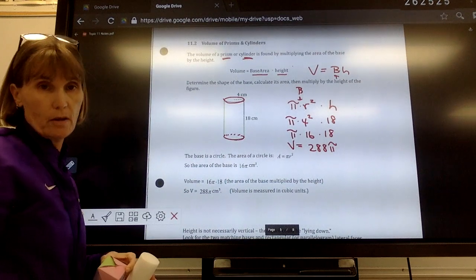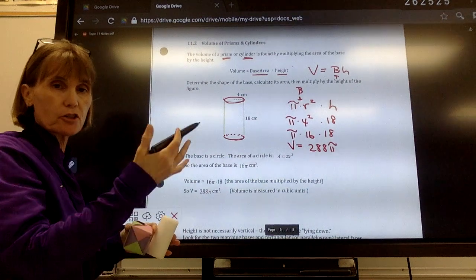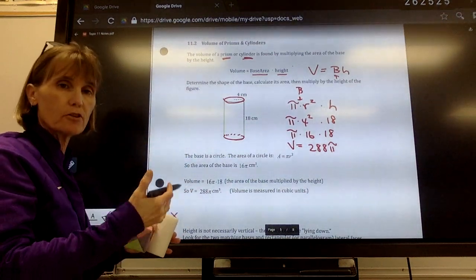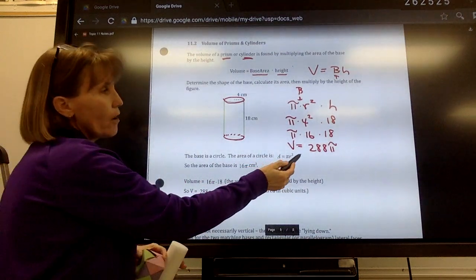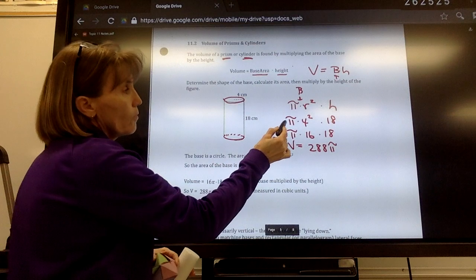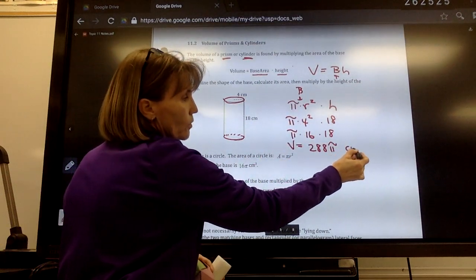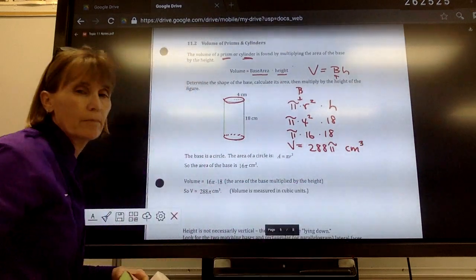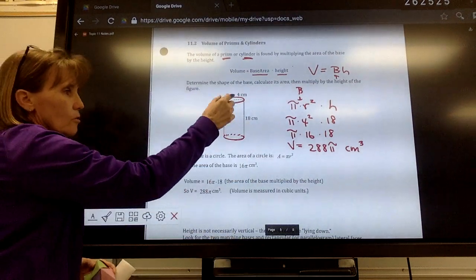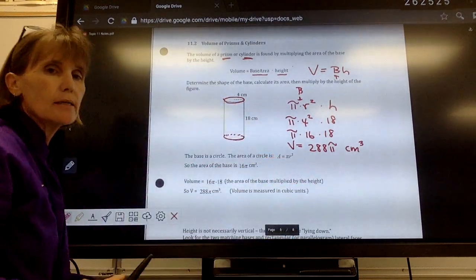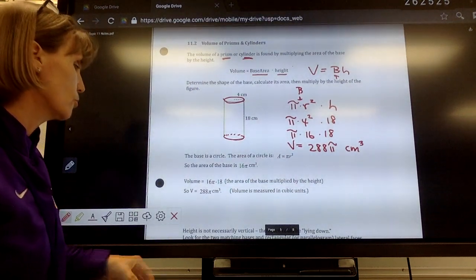Now, volume. When we did area, we said that area was a squared unit. When we found perimeter, that was just the unit. So if the units were centimeters, it was just centimeters for perimeter. But for area, it was centimeters squared. Well, when it comes to volume, since it's 3 dimensions, okay, we've got a radius times a radius times a height. That's 3 of them. So we're going to say this is centimeters cubed. Okay, volume is going to be a cubed unit. So the volume of this cylinder would be 288 pi centimeters cubed. And it's okay to leave pi in your answer, just like you did the other times that you were working with a circle.